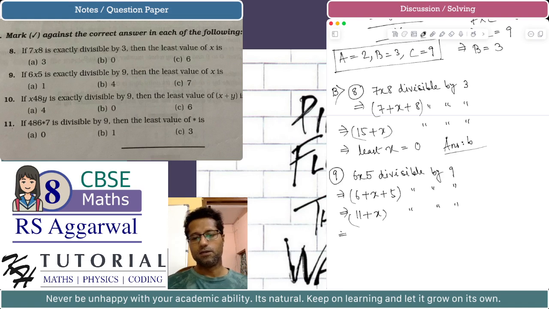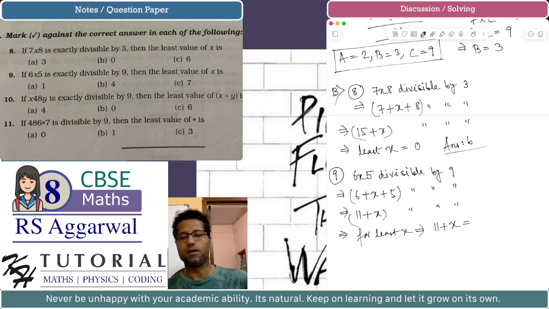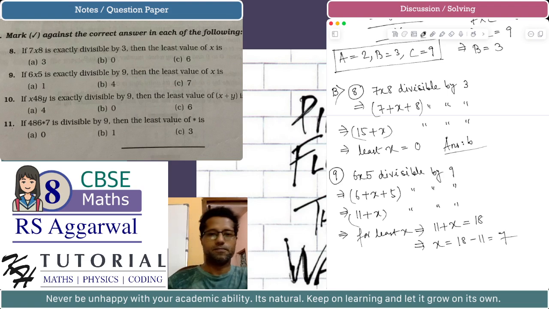Now what can the least value of 11 plus x be such that it is divisible by 9? For least x, 11 plus x has to be the next number after 11 which is divisible by 9. That should be 18. So this implies x is equal to 18 minus 11, that is equal to 7. Hence, the correct choice is C.